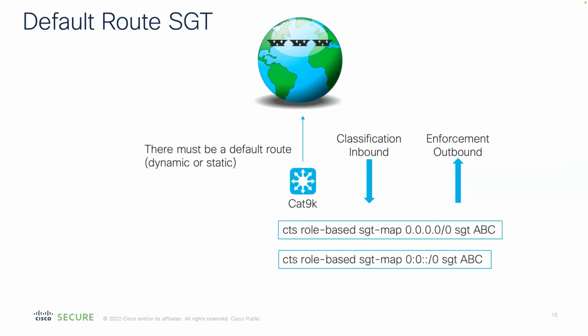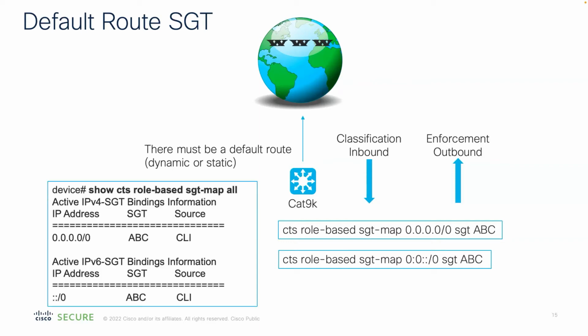But you've got these simple commands to classify all the routes learnt from the default route. So we've got CTS role-based SGT map 0.0.0.0/0, and we assign that to an SGT, and that works for IPv4 or IPv6. And we see them in the CTS role-based SGT map table.